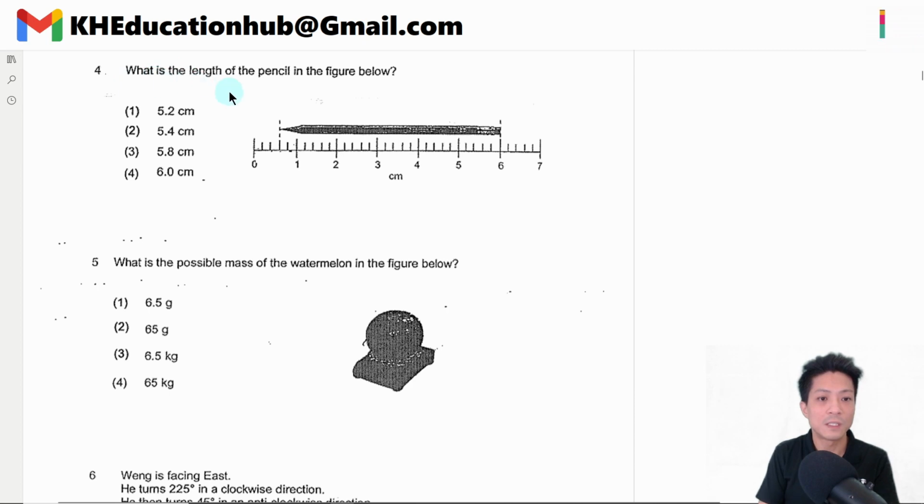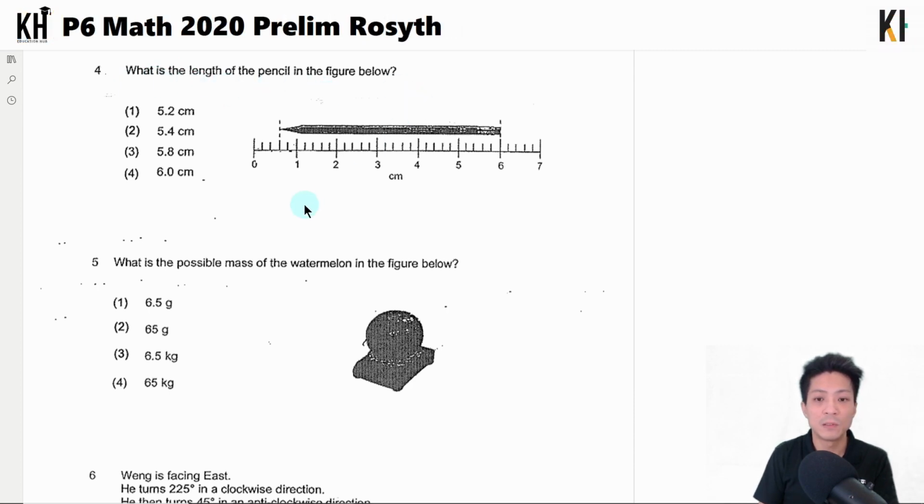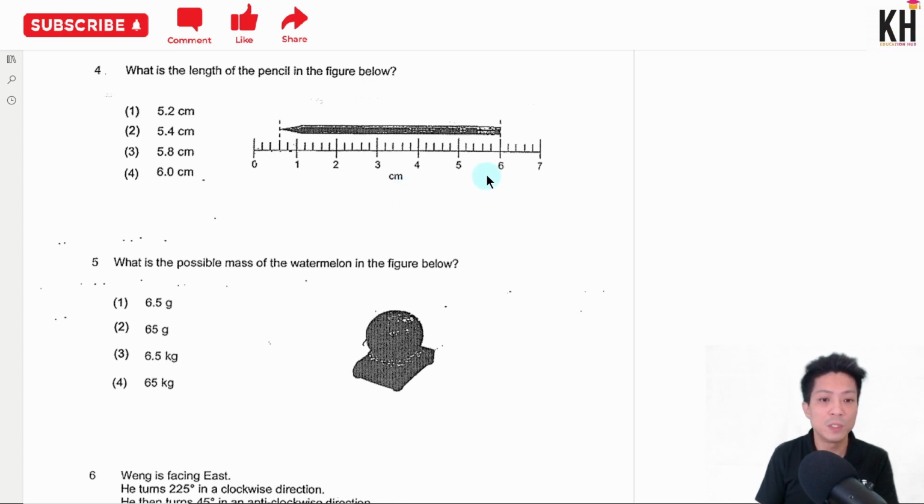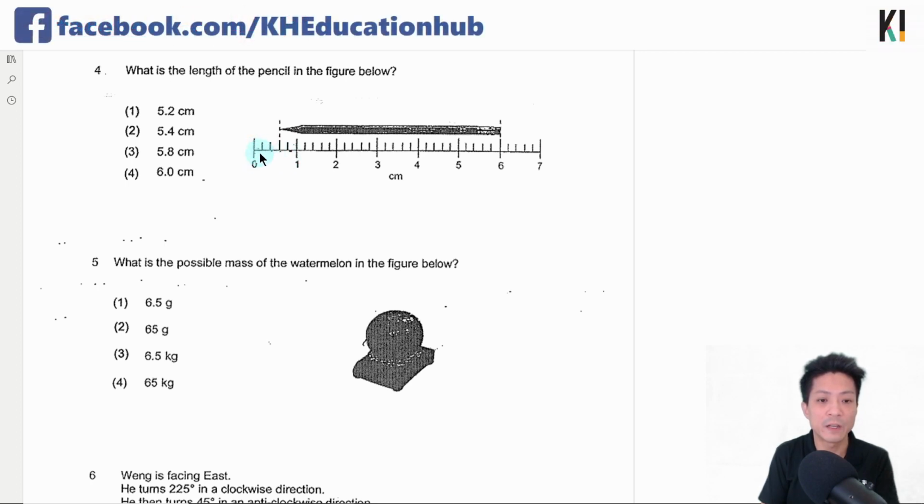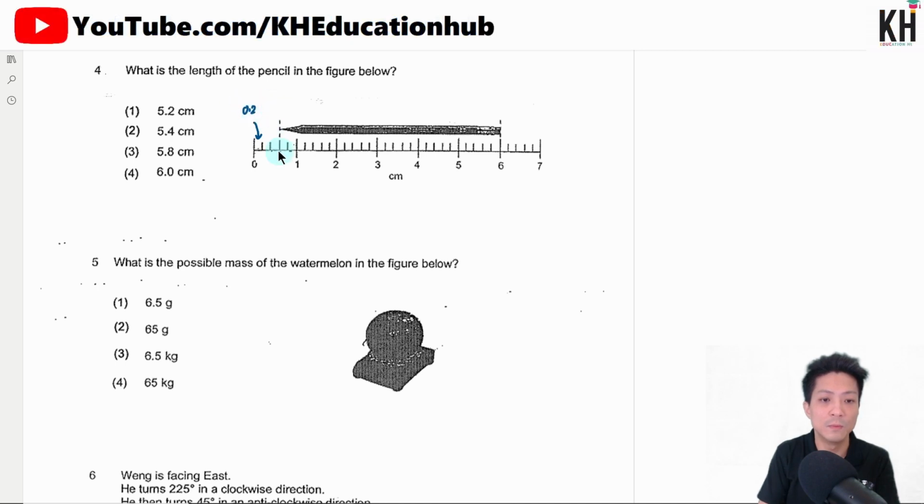Okay, question 4. What is the length of the pencil in the figure below? Okay, so take note that it did not start from 0. So we have to count it in a different way. For me personally, the first thing that the student will need to establish is that there are 5 markings, right? There's 1, 2, 3, 4, 5. Which means that each marking here is a 0.2. So it will be 2, 4, 6, 8, 10.